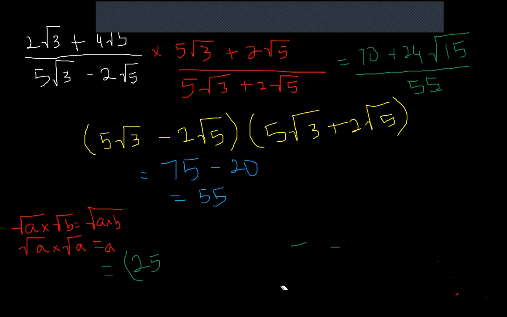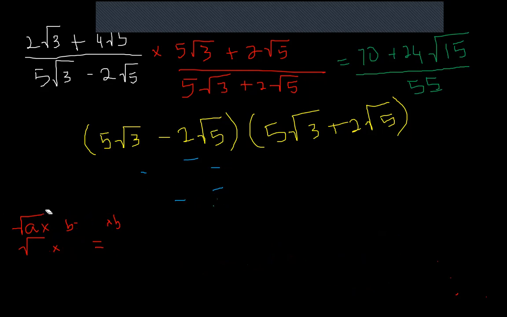Okay. That was the long way. So let me just show you the shorter way. The long way is using your distributive law like just now. So one term times the next one, so on and so forth. This is the shorter way.